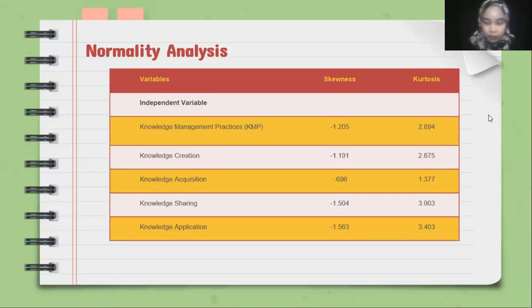Next, moving on to the normality analysis, the result of the normality test indicated that the values were within the cutoff of plus minus 2 for skewness and plus minus 7 for kurtosis. Previous studies, Hair et al. 2010 and Byrne 2010, argue that only plus minus 2 for skewness and plus minus 7 for kurtosis is considered normal. So this describes that all items of the research should be considered normally distributed.